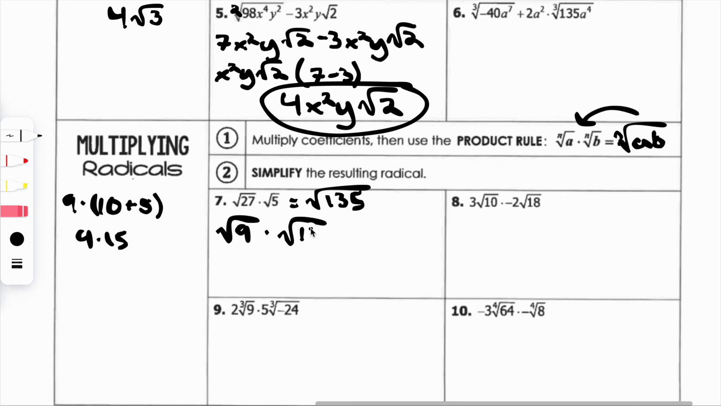Okay. Now we can simplify and say that this is equal to 3, since the square root of 9 is equal to 3. We can say that's equal to 3 root 15. Now, at this point, we'd want to look at the radicand 15 and see if we can simplify that anymore. We can't. There's no perfect square factors of 15. So, that's our final answer.